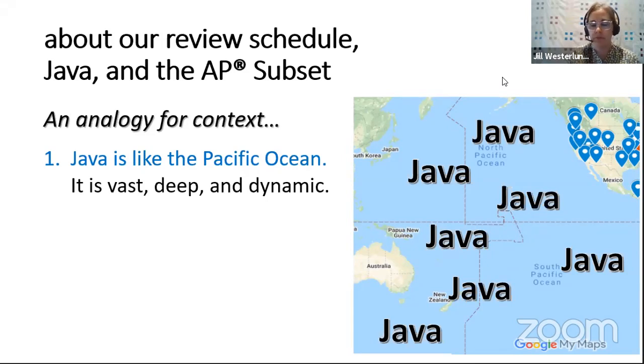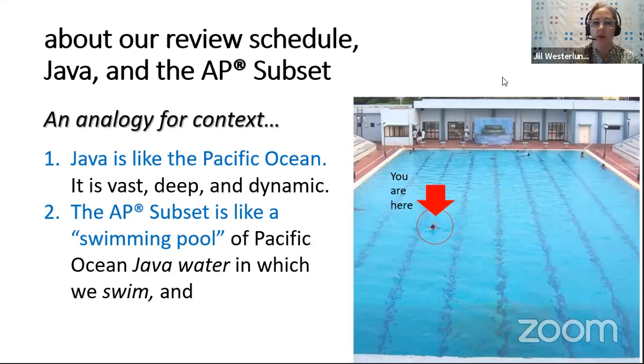So imagine that College Board has scooped out with some giant buckets and made a swimming pool full of Pacific Ocean salt water. And from that Java body of water, we have this smaller section of water that's been selected, and that's our swimming pool. And I've given you a little "you are here." So we would all love to be floating in the pool today, probably. And that's the water that we're going to swim in all year.